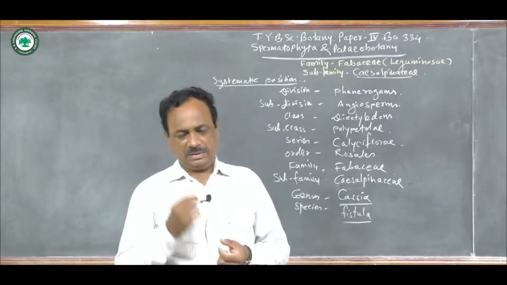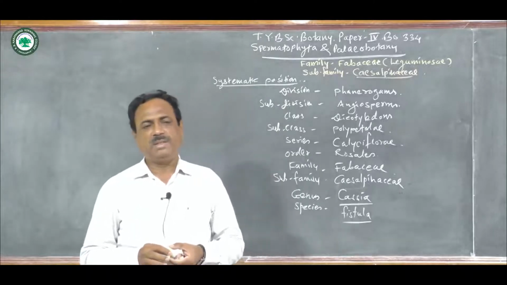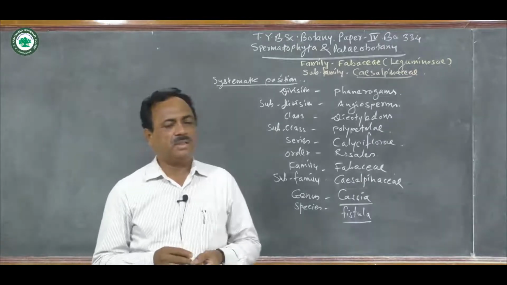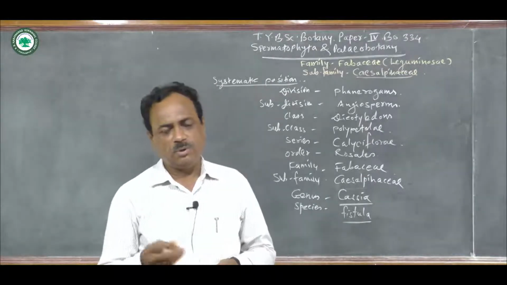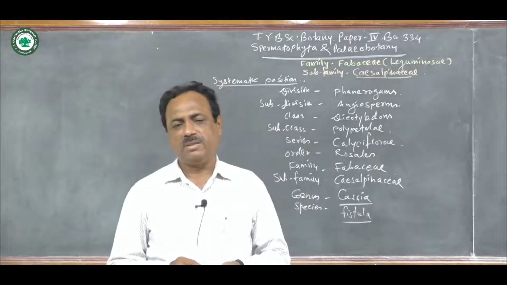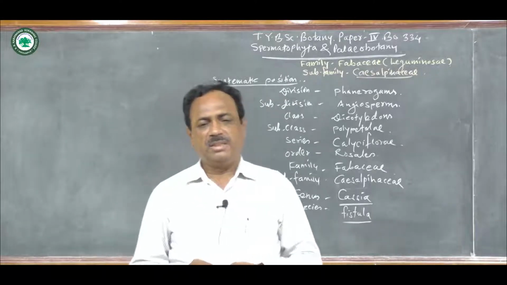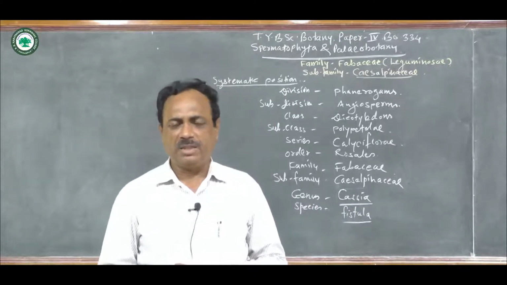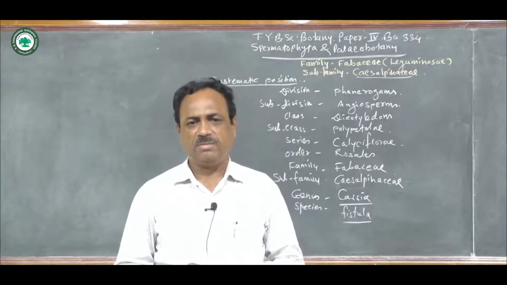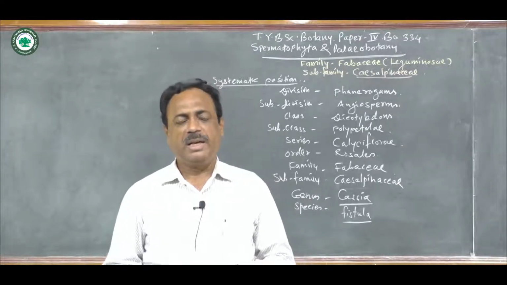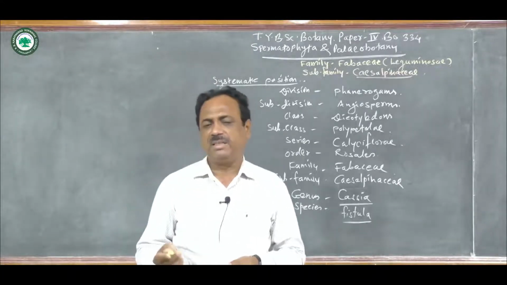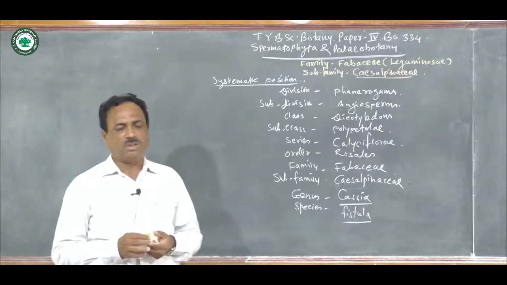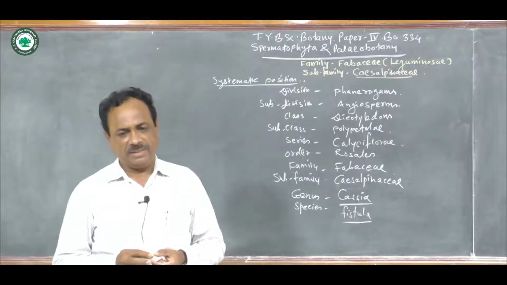Today let us see the subfamily Caesalpinaceae. In this lecture I will cover the systematic position or classification of the family, then morphological characters, distinguishing characters, floral diagram, floral formula, and economically important plants and their economic importance. So let us see first the systematic position of this subfamily Caesalpinaceae.